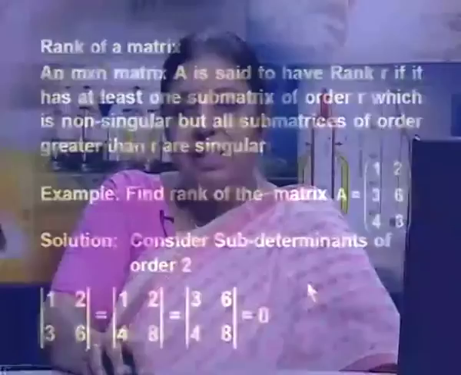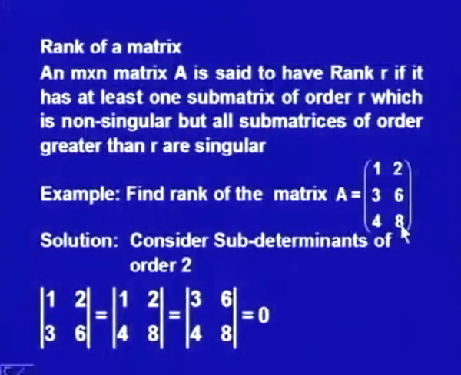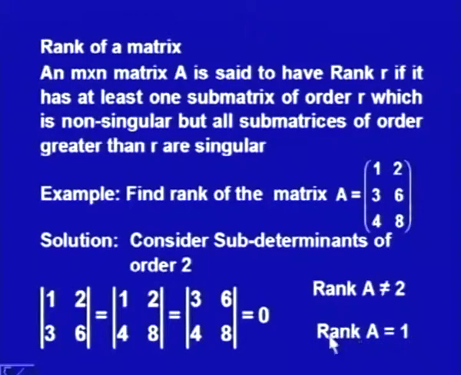So, this matrix cannot have rank 2. Let us see what the rank of this matrix is. We will consider submatrices of order 1. This matrix will have 6 submatrices of order 1, that is, the elements themselves: 1, 2, 3, 6, 4 and 8, and their determinants are non-zero. So, we have a determinant of order 1 which is non-zero, and all determinants of order 2 are 0. So, we can say the rank of this matrix cannot be 2, but the rank comes out to be 1. That is how we define rank of a matrix.